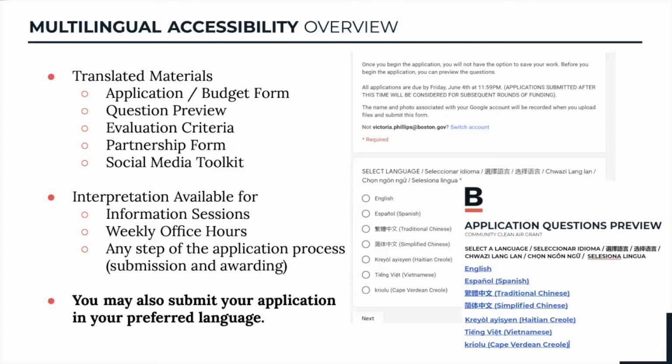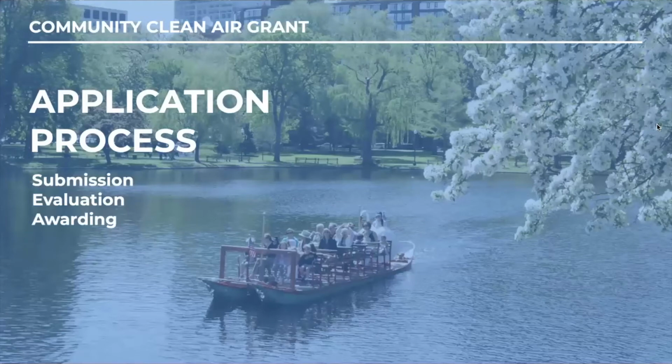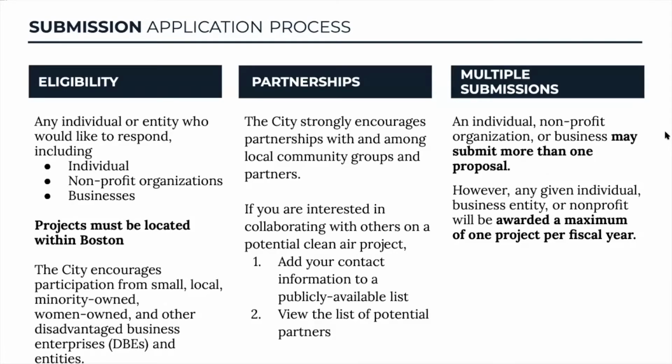Wonderful. So next we'll look at our application process, which includes the submission, evaluation, and awarding portions. So first off, we have submissions, which I'm sure is the topic of the town currently. So foremost, we have eligibility. I know this is a little text heavy, but we wanted to get you the information that you needed, and I will verbally share it as well.